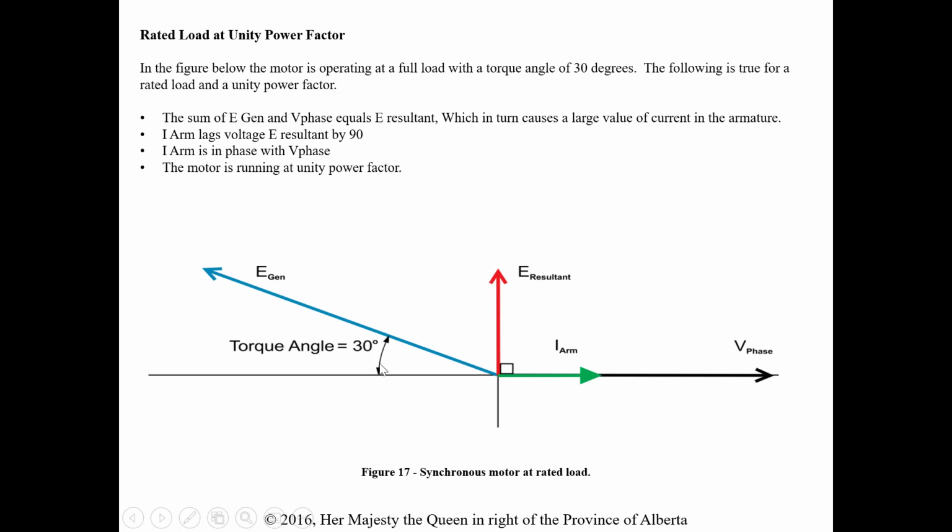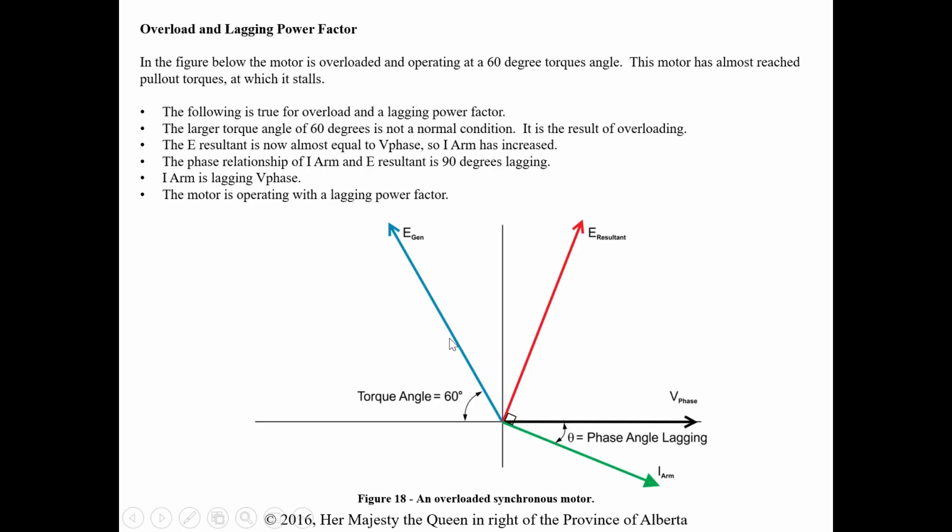Okay, so again, rated load, unity; lighter load, leading; no load, full lead of 90 degrees. This is the operating area we'd like to see this motor in, from unity to leading, okay? The next scenario is our lagging, and this is an overload condition where we've put an increased load angle or torque angle at 60 degrees. Again, this motor has almost reached pull-out torque, which is when it stalls, so it'd obviously be overloaded and not running properly. So we do not ever want to see a synchronous motor in this scenario.